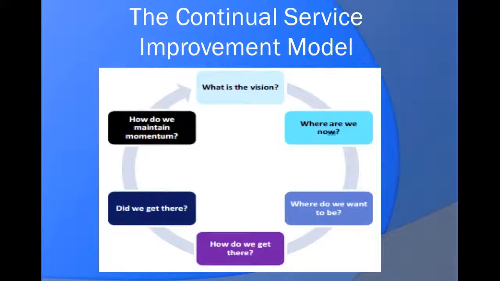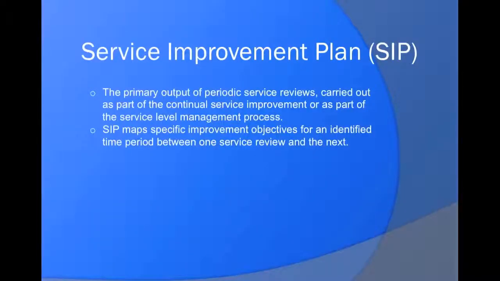Did we get there? This question is to be asked after the time in which the business was asked to achieve its goals. If the business has not completed the task, then it needs to find out why this did not happen and how to improve for next time. Another concept is the service improvement plan. The primary output is periodic service reviews. This is part of the continuous service improvement. It maps specific improvement objectives for a service to follow.